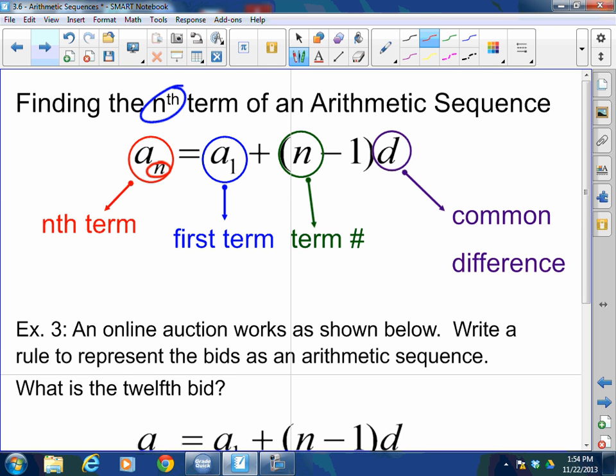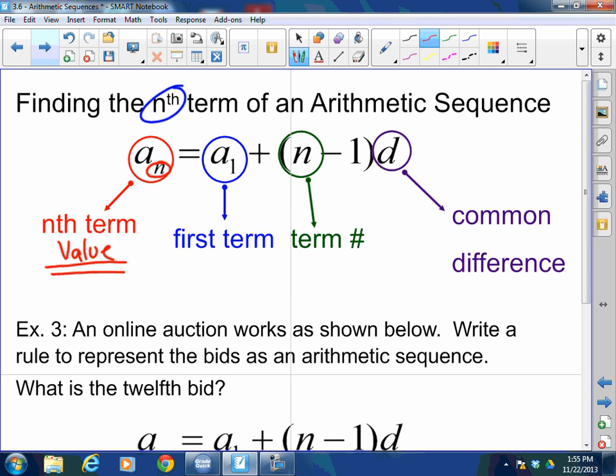These are just labels. They don't mean anything mathematically except for a symbol, okay? So a sub n, that's the nth term. That's the term that I'm looking for. That's the value of the term that I'm looking for. So this is the nth term value, let's say. That's the actual nth term value, the value of that particular term we're looking for.